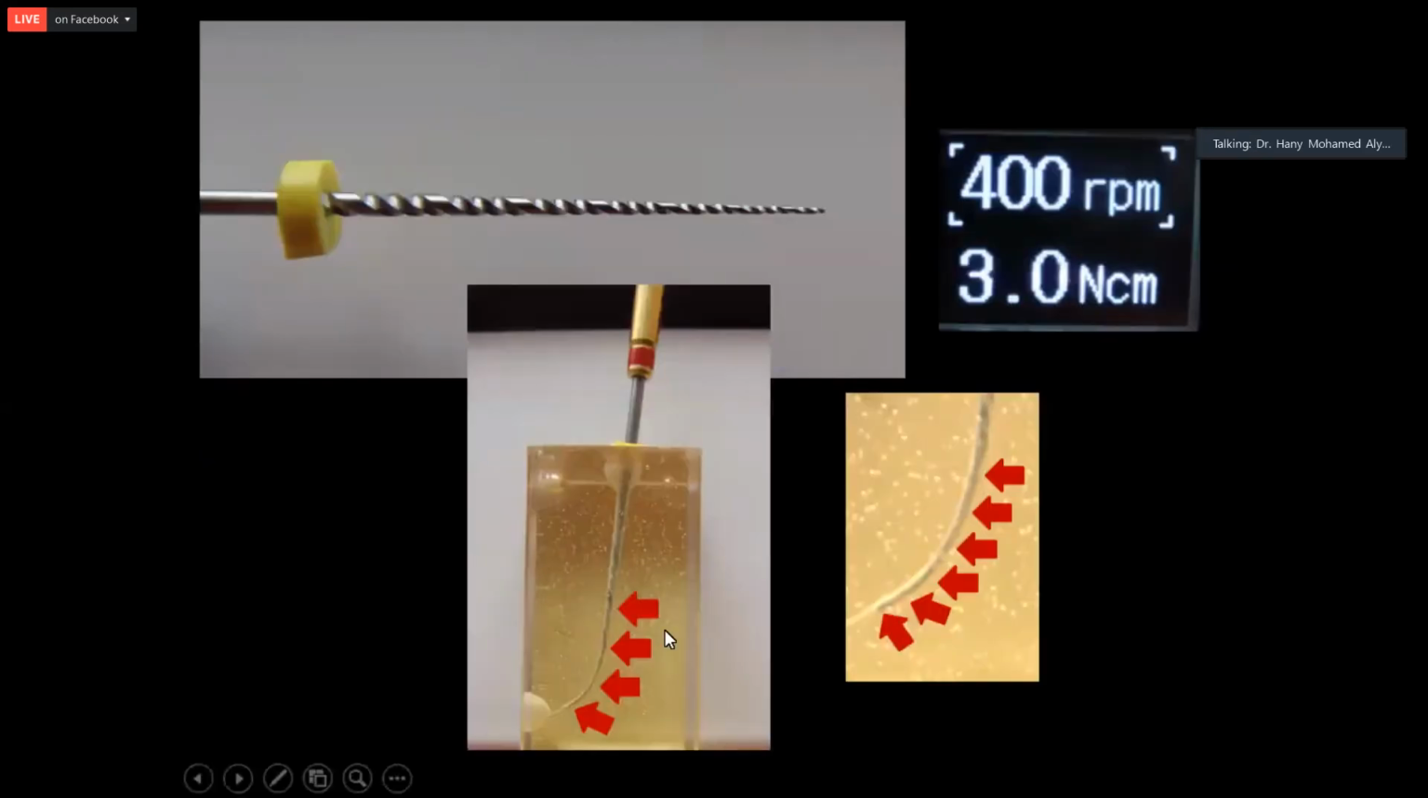And then after this, I use the GZI files, and as you can see, the GZI file was able to maintain the curvature in the resin block.